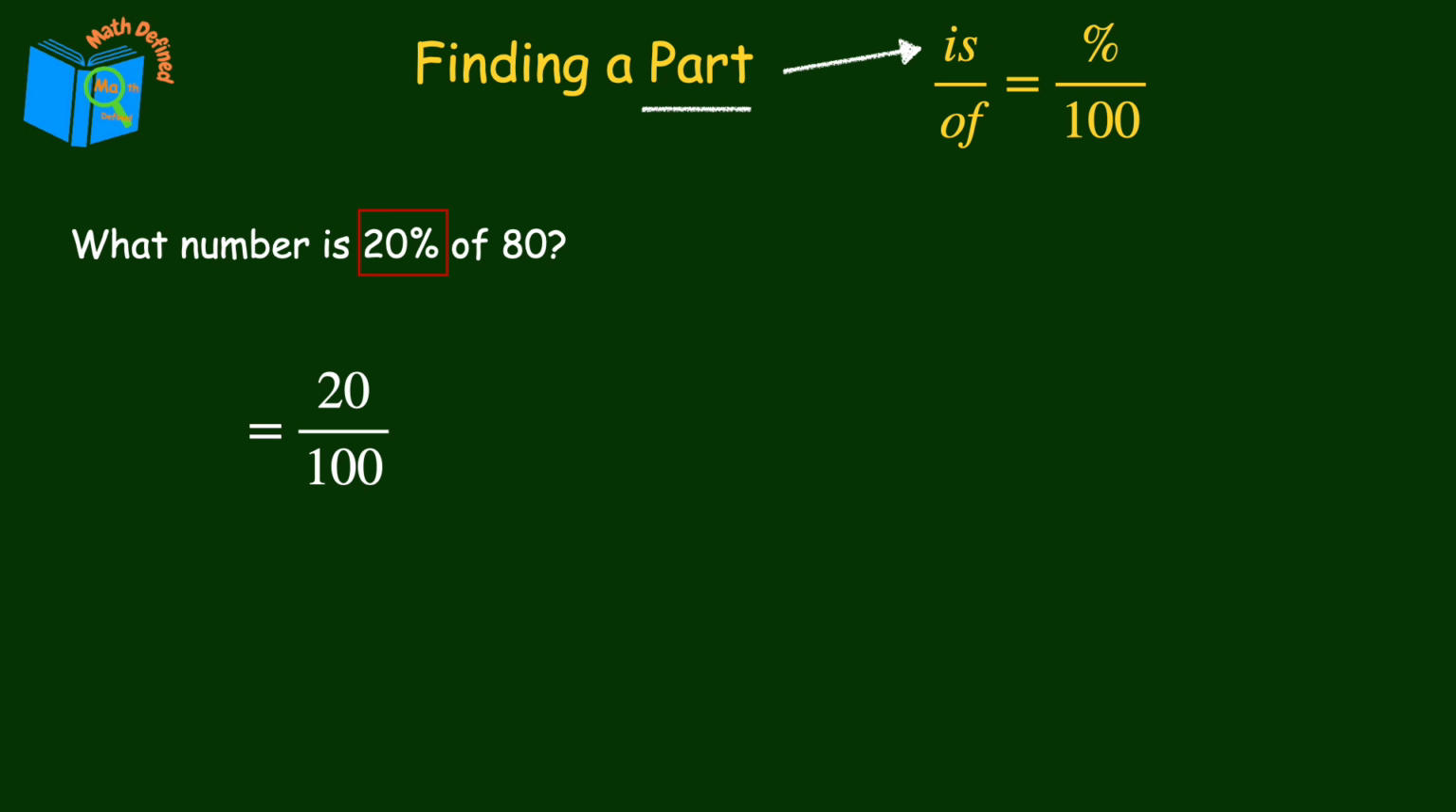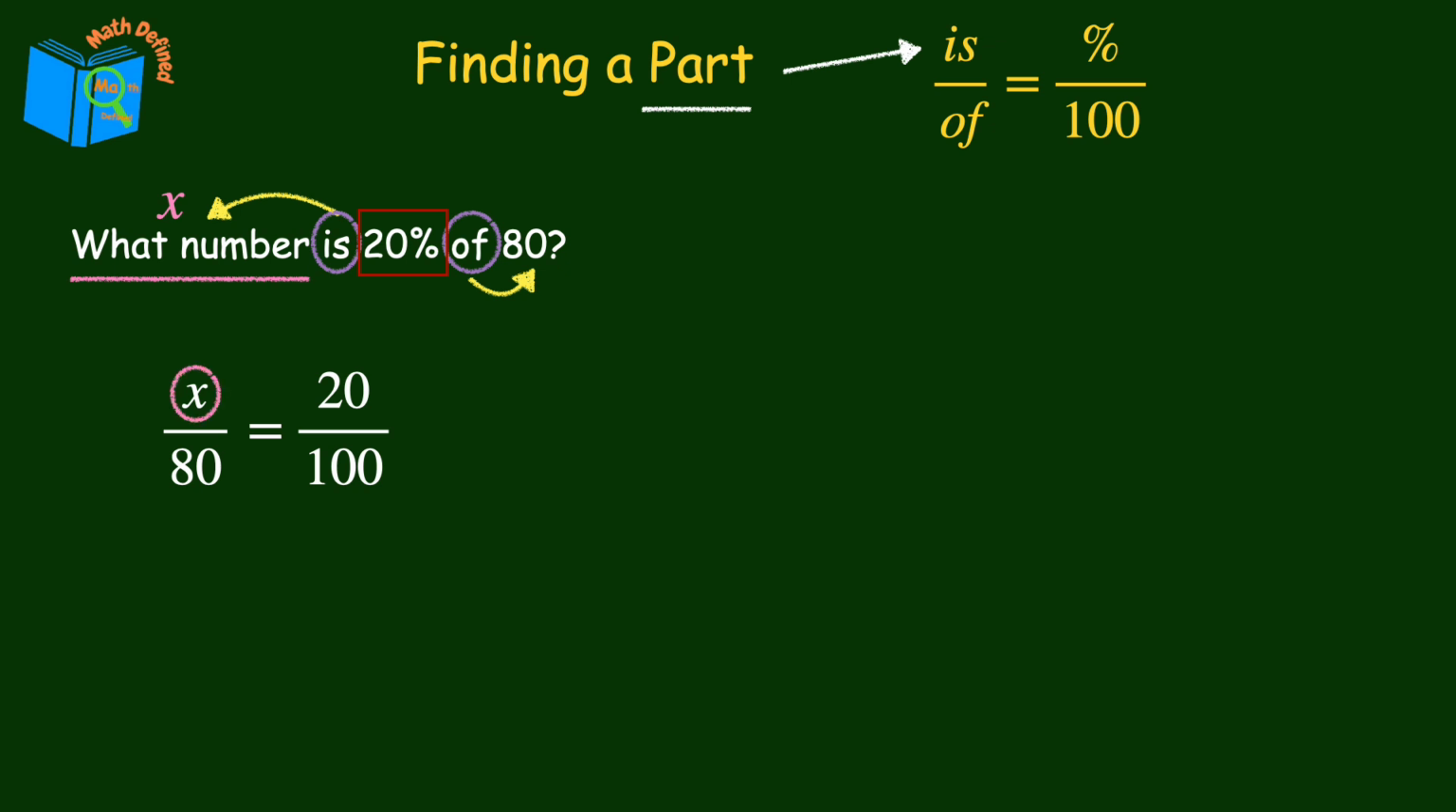We'll use the ratio is over of to help us out. Remember, is represents the part and of represents the whole. Let's look for these two words in the given statement. What number is? We'll use the variable x to represent this missing part. Then 20% of 80. So we'll write the ratio x over 80. Pretty easy. Now we just solve for x.